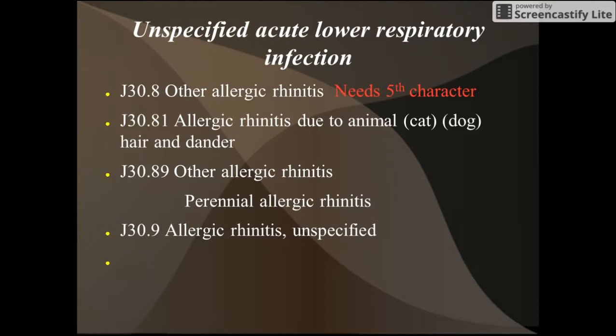So J30.81 is allergic rhinitis due to animal hair and dander, and it's specifically cat and dog. We don't deal with a lot of other animal dander allergies. J30.89 is other allergic rhinitis, and then J30.9 is allergic rhinitis, unspecified.